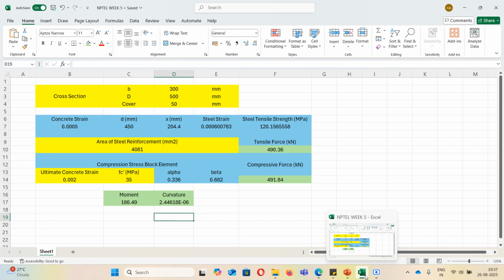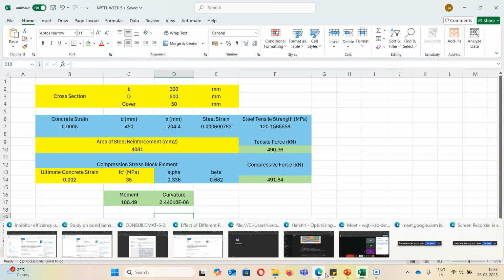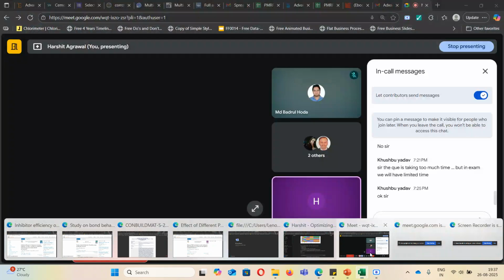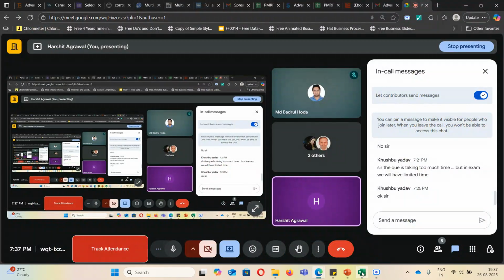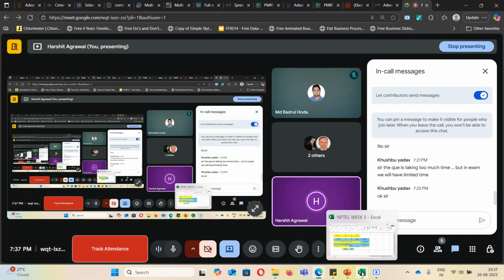Anyone has any doubt regarding this calculation sheet? Did everyone understand how this sheet is working?